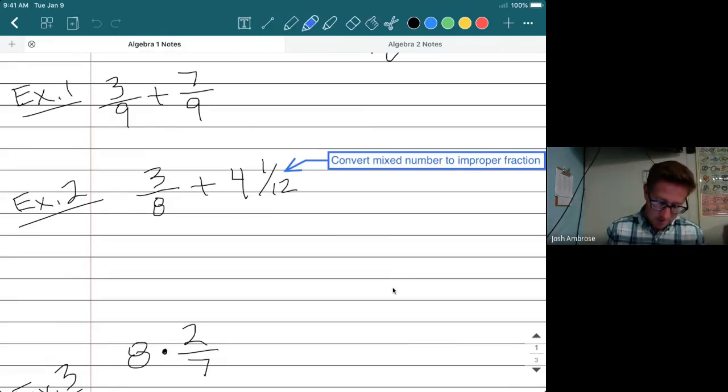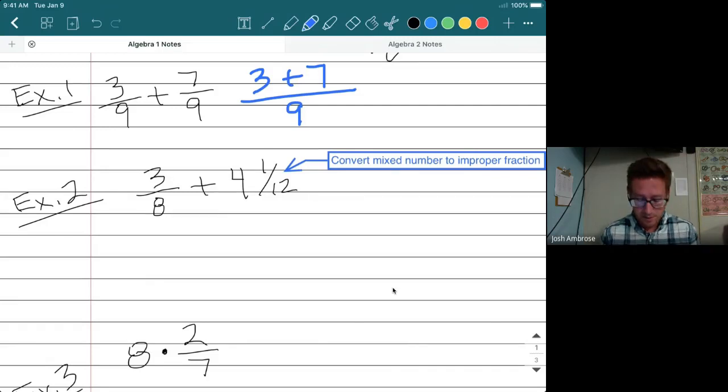We're going to change our color here. We will do all of our work in blue. So we will be adding 3 plus 7, and we have the same denominator, so we're just going to put that over 9 right there. And 3 plus 7 is 10 over 9.